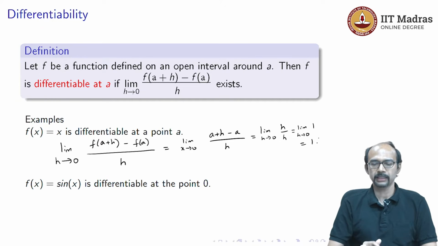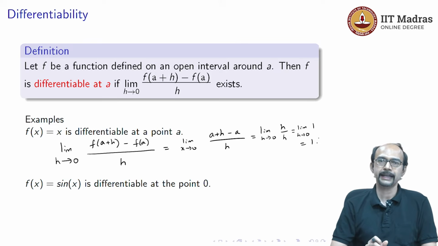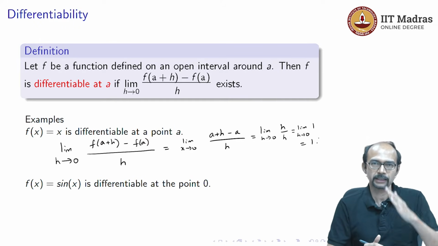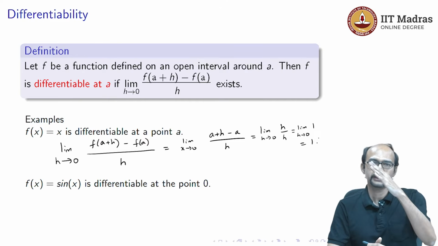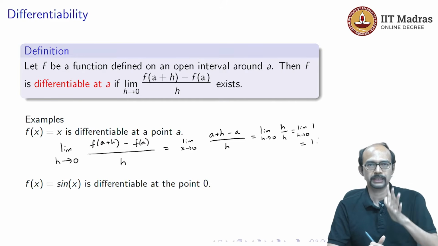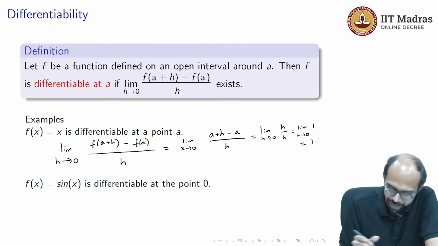So what are we saying? If you take f of x equals x, the rate of change of this function is 1, right? This is not a very difficult fact to appreciate. If you take 1 unit, then it's changing by 1. So this is more or less what it's saying.